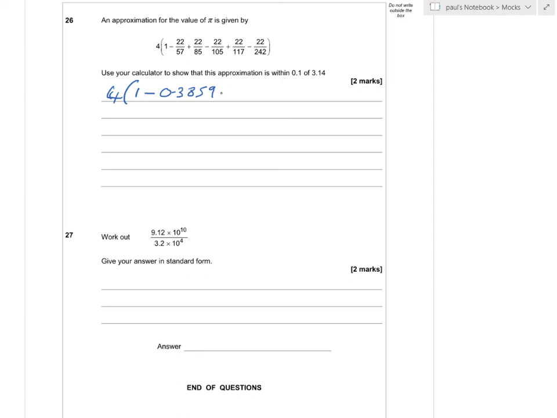0.3859, then plus 22 divided by 85. I know you're laughing at me, but I can't use a calculator. 0.2588. Right, and then that's the first one, that's the second one. Then I've got a minus 22 divided by 105 equals 0.2095, and then I've got a plus 22 divided by 117 equals 0.188, and then a minus 22 divided by 242 equals 0.09.